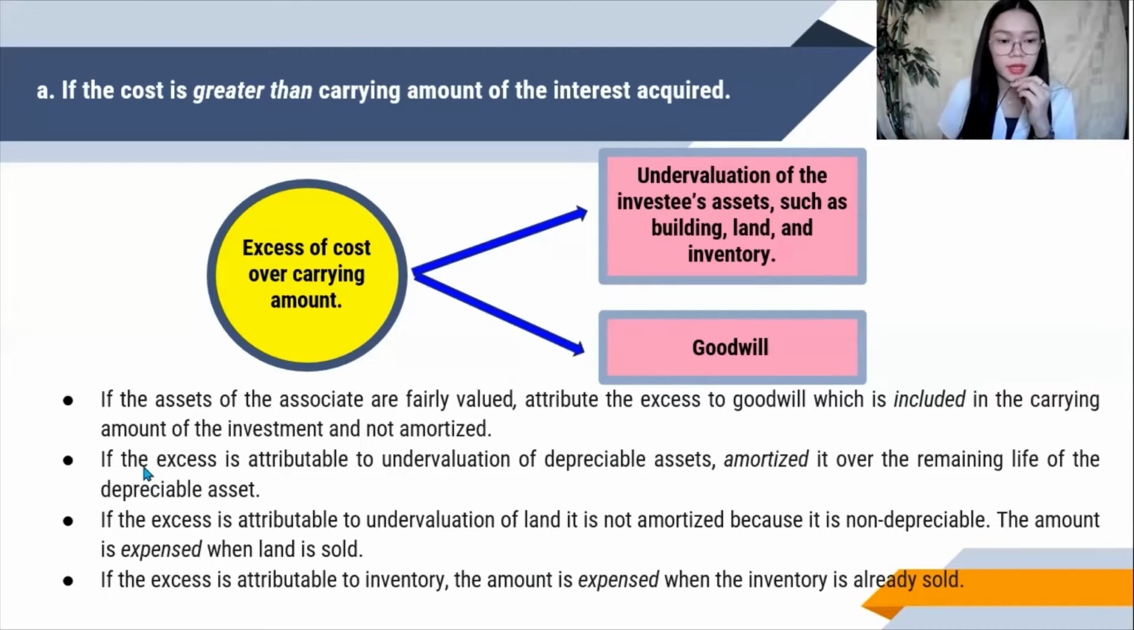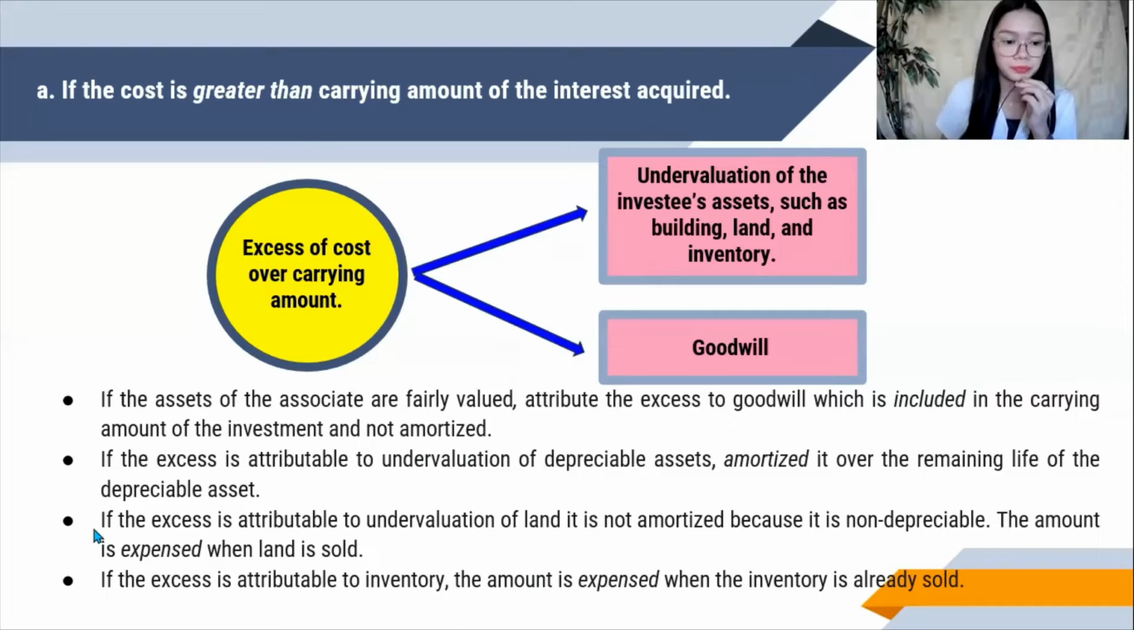So second, if the excess is attributable to undervaluation of depreciable asset, amortize it over the remaining life of depreciable asset. So kung yung excess daw is naka-attribute dahil sa undervaluation of depreciable assets, i-amortize natin yung excess na yon over the remaining life of the depreciable asset. Pakitandaan po, i-amortize natin yung excess na yon over the remaining life of the depreciable asset.